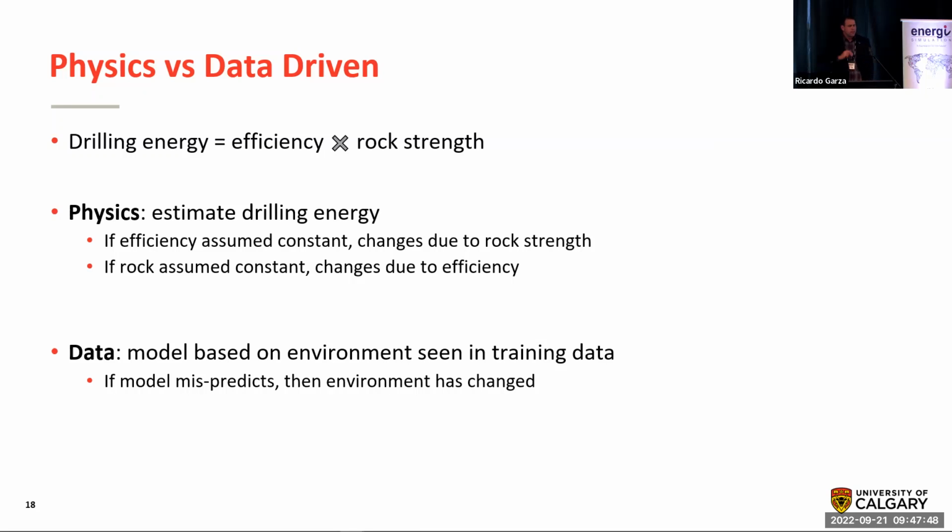So we know that drilling energy is a combination of drilling efficiency and your rock strength. The efficiency can either be your drill bit or some other dysfunction that's happening in the system. So using physics, we can try and estimate this drilling energy, and if efficiency is constant, then we can get rock strength, etc.